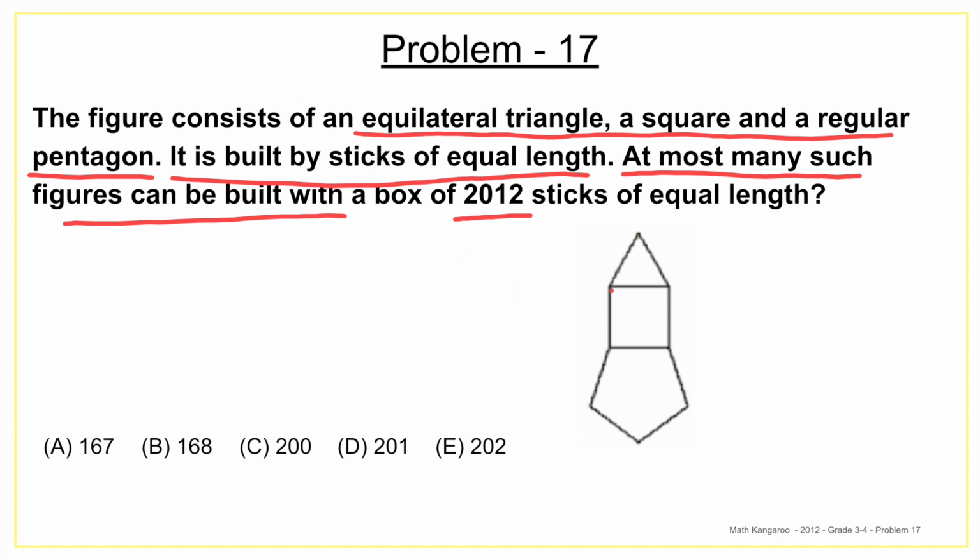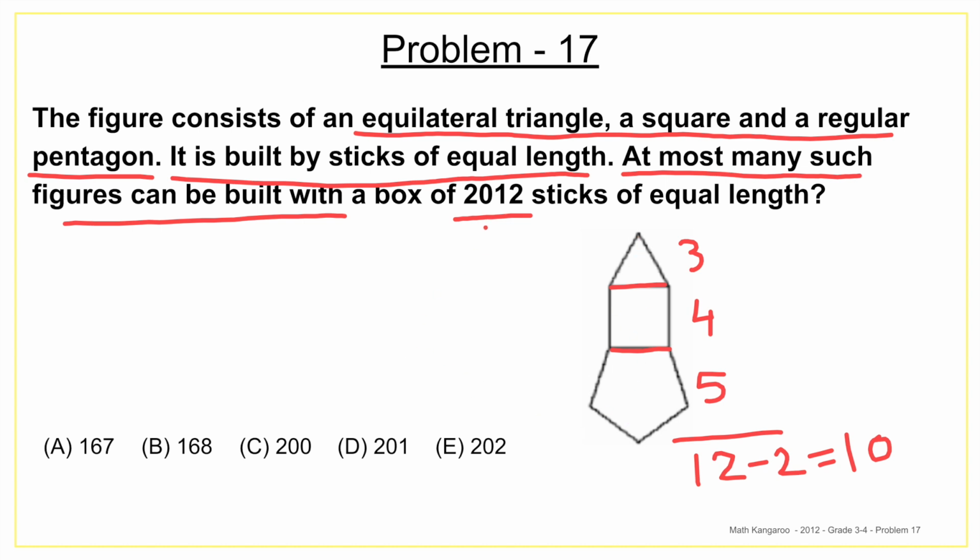First, we have an equilateral triangle, with 3 sticks used. We have a square, with 4 sticks used. We have a pentagon, with 5 sticks used. So how many total do we use? 3 plus 4 plus 5 gives us 12. But wait, we have 2 sticks in common. So we take out 2 from here and it becomes 10. So we need 10 sticks to build this figure.